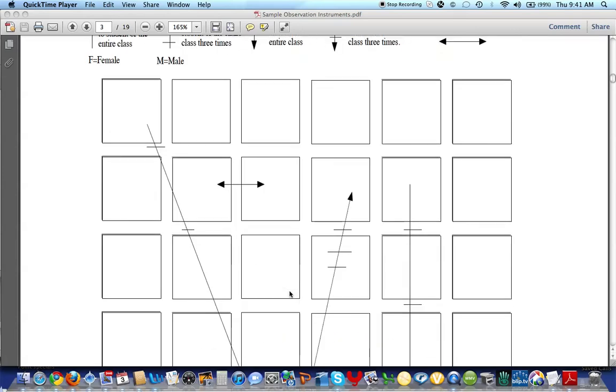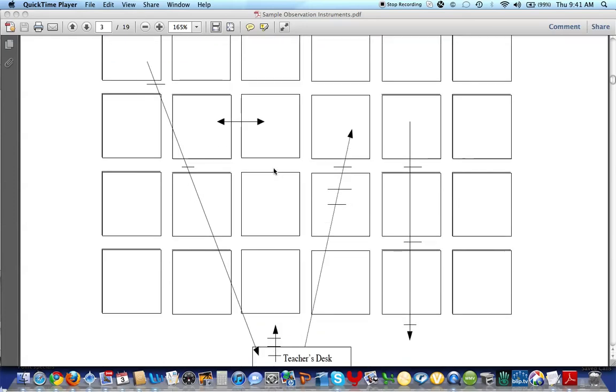Example of how that instrument would look. Here we have two students speaking to each other. Here is a teacher speaking 1, 2, 3, 4 times to this particular student. Here's a situation where the student is speaking to the entire class 1 time, 2 times, 3 times. In other words, the first time you have an arrow, it means one communication, and every hash mark represents another. So in this case, the student spoke once, twice, 3 times, and 4 times to the entire class.